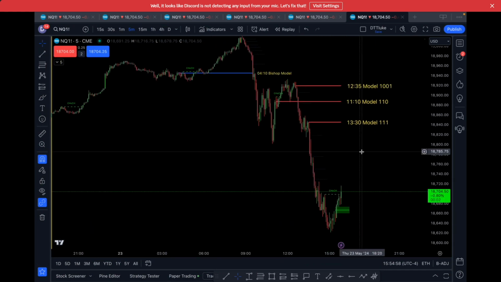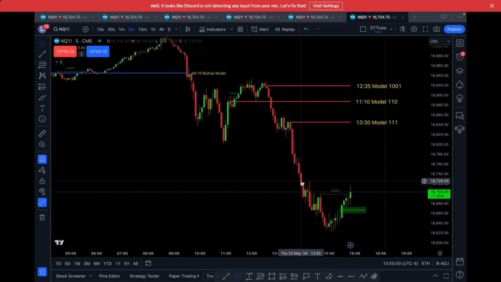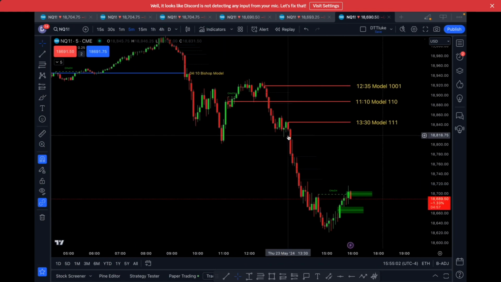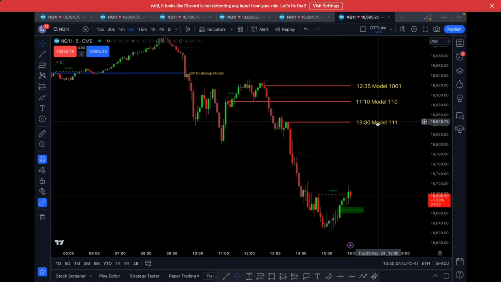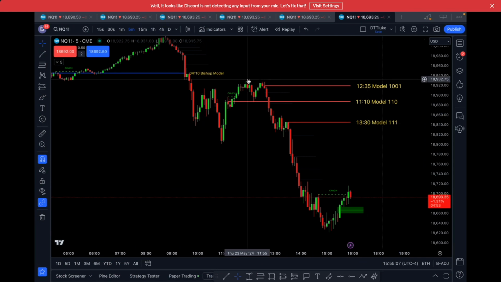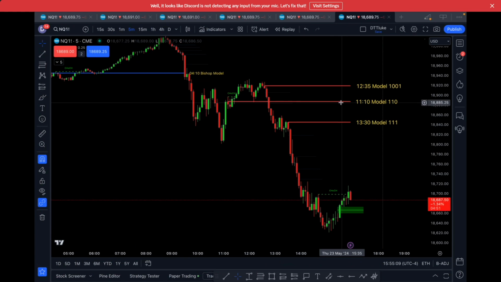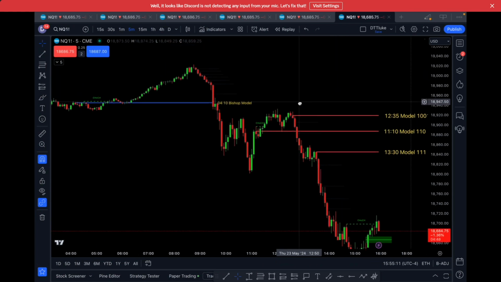So if you're long, let's say you're in a long, you're targeting this fair value gap, fair value gap, fair value gap, and this high, you can target this as well. Or you're targeting this high, you can take partials at any of these levels, okay? They will track the price.